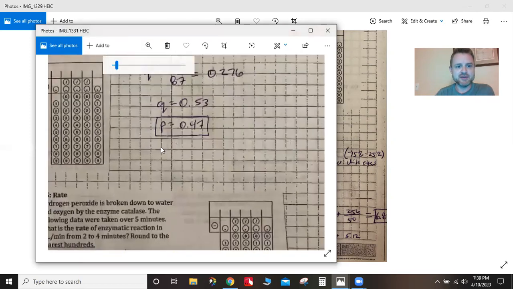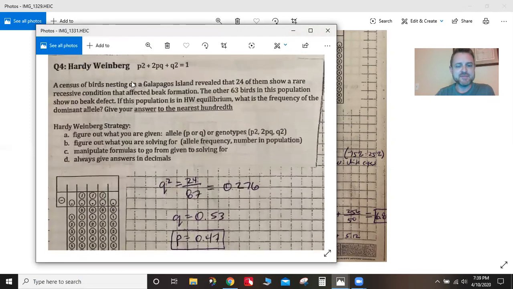Hardy-Weinberg. This question is giving you some strategies. 24 of the birds are recessive. The other 63, the big mistake is kids will think there's 63 birds total. There's 87 birds total. So 24 over 87 is the frequency that are recessive. That's q squared. So 0.276, root that. So q is 0.53. So p is 0.47.